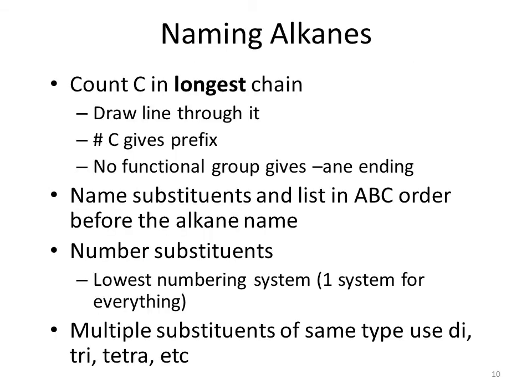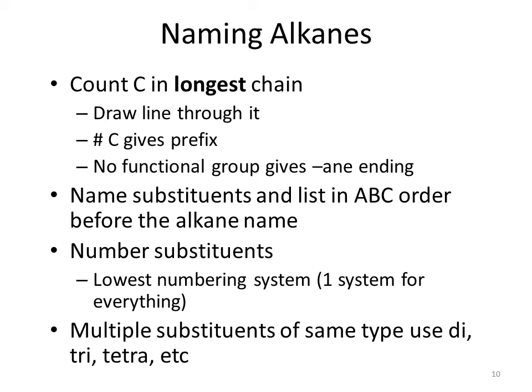So what you need to realize is you always count the carbons in the longest chain. It's not always going to be written out straight. Sometimes it will have little kinks in it, so be careful. If you draw a line through that longest chain, you will see the substituents more easily. Count the number of carbons, and that gives you the prefix.